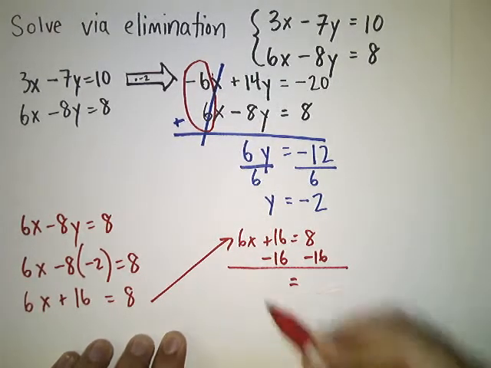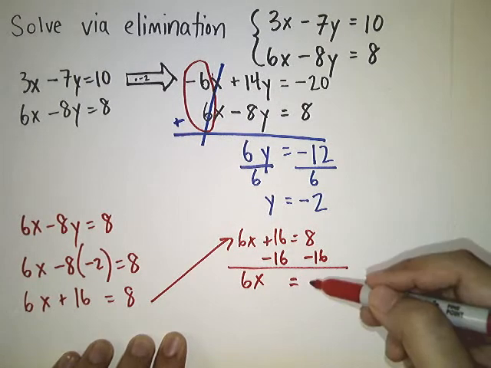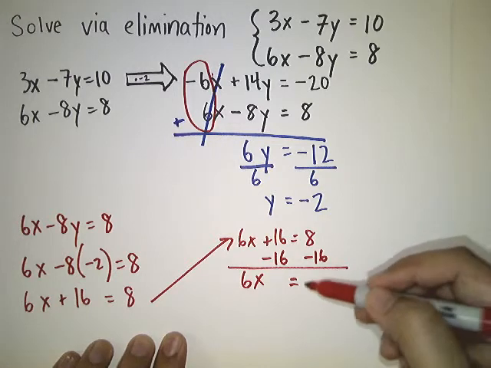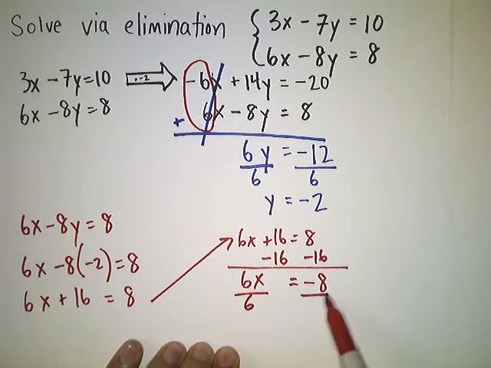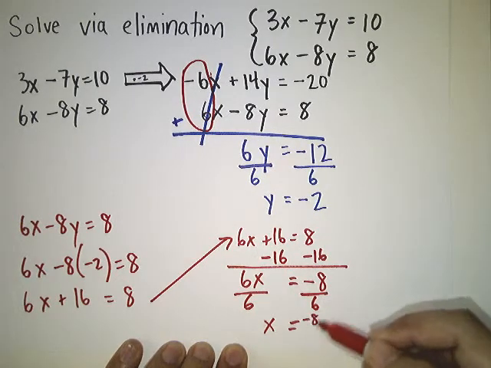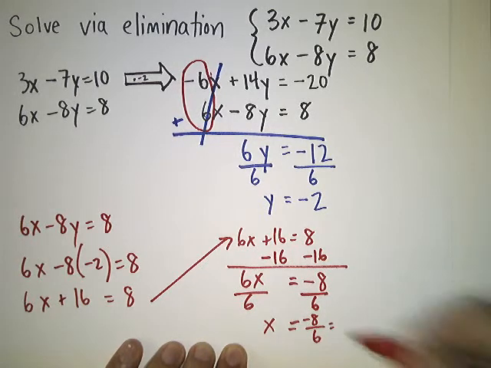On the left-hand side, all I have left is 6x. And on the right-hand side, I have, let's see, negative 8. Now, I'm trying to get x by itself, so I have to divide both sides by 6. That means on the left I have x, and on the right I have negative 8 sixths. Well, think, is there a number that goes into both negative 8 and 6? Yeah, there is. It's 2.